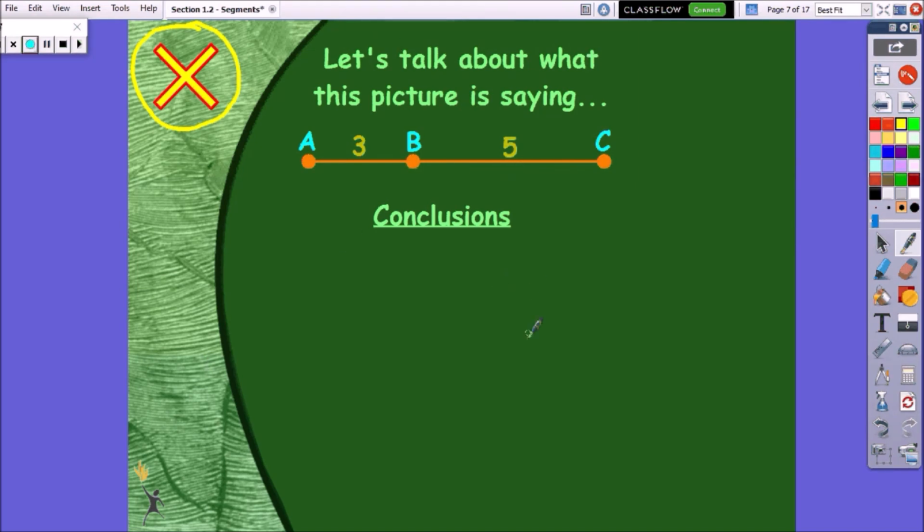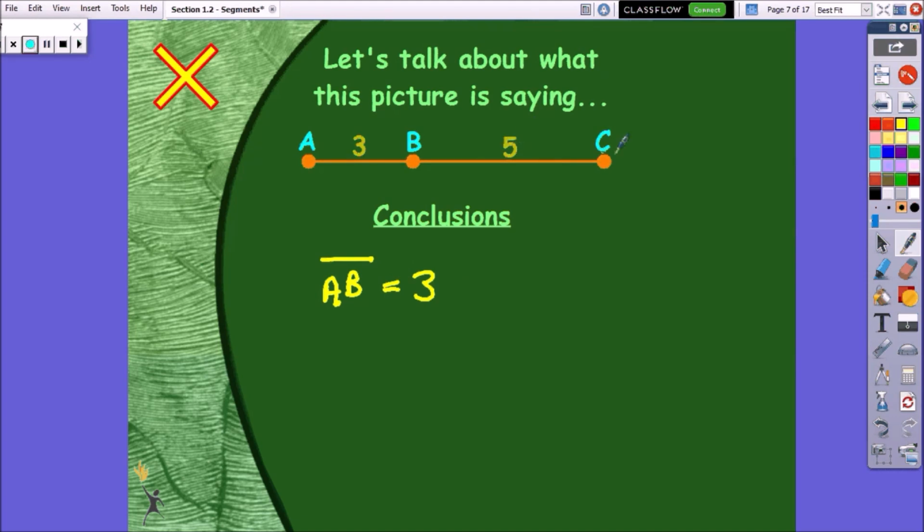Okay, so let's talk about some conclusions. We'll talk about some very easy conclusions that we can reach, and then we'll talk about some extra conclusions where we really have to put some pieces together. All right, so you'll notice that there's a 3, and it really looks like it's in between the A and the B. So a conclusion that we can draw is that segment AB is equal to, remember we're not going to say congruent to because we have a specific number here, but segment AB has a measure that is equal to 3.